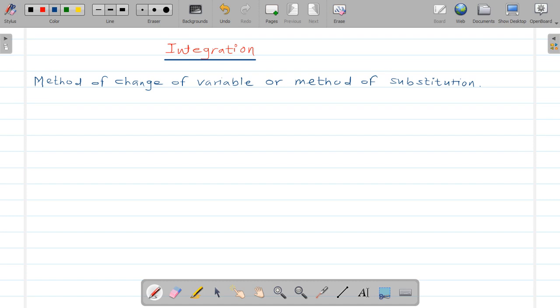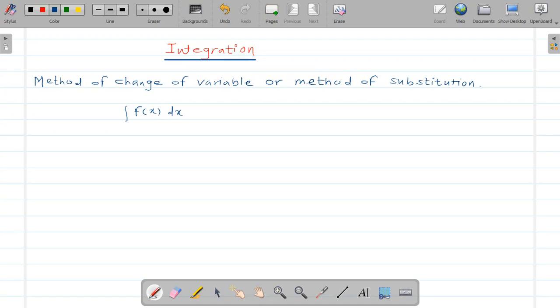Dear students, from the topic integration, today we are going to discuss the method of change of variable or method of substitution. Now, what is the meaning of method of change of variable or method of substitution? So, let us see. If you consider the integration, that is integration f of x dx, then this integration has the variable x and we have to integrate this with respect to x.